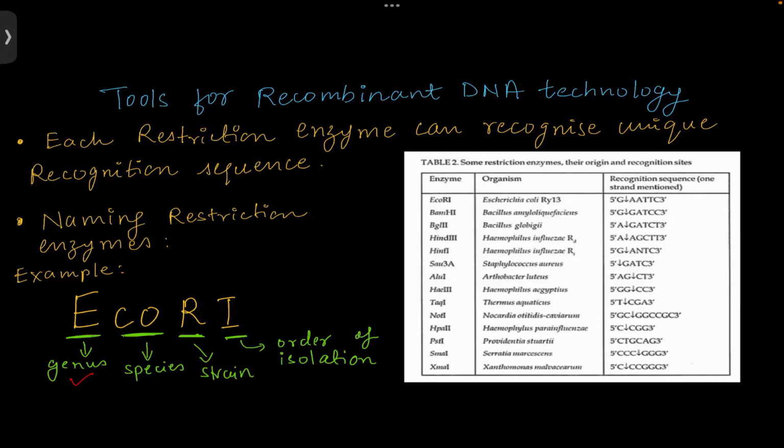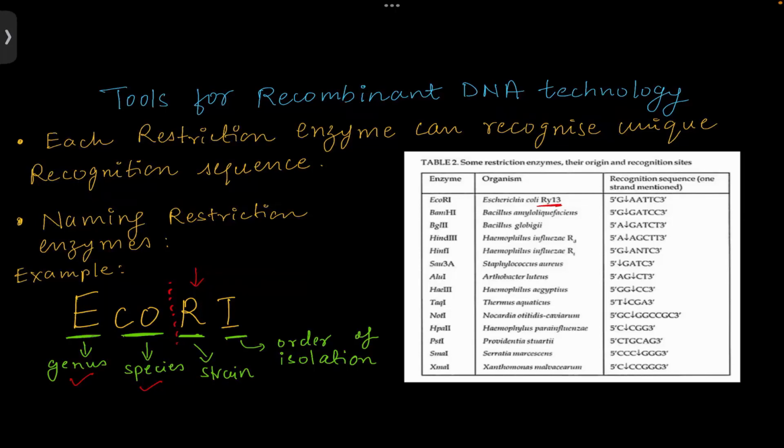So the next two letters correspond to the species name of the bacteria from which this enzyme is isolated. That's why EcoR1 is taken from Escherichia coli: E from Escherichia, CO from coli. These three letters up to here refer to the name of the bacteria from which the restriction enzyme is taken. The next letter, R, refers to the strain name. EcoR1 is taken from the RY13 strain.